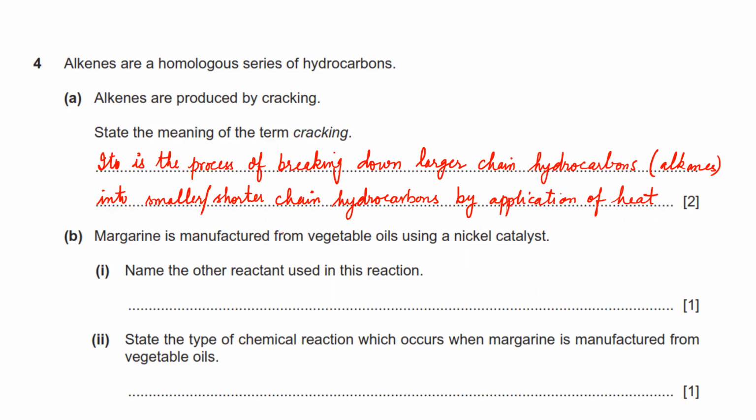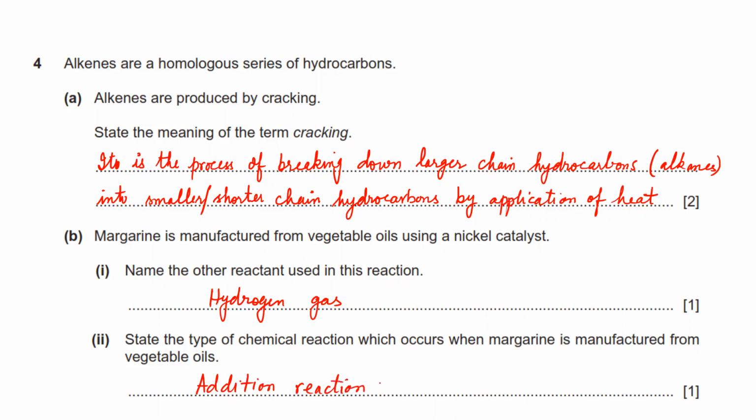Question number four, part B. It says margarine is manufactured from vegetable oils using nickel catalyst. Name one other reactant used in this reaction. So this is hydrogen gas. This is a hydrogenation process. Hydrogen gas is used. Then part two, it says state the type of chemical reaction which occurs when margarine is manufactured from vegetable oils. So this is actually the addition reaction.